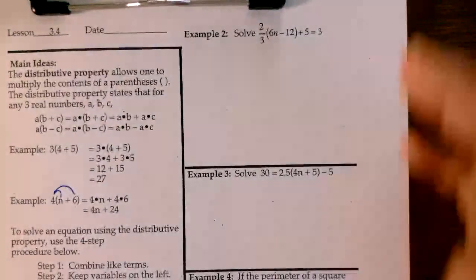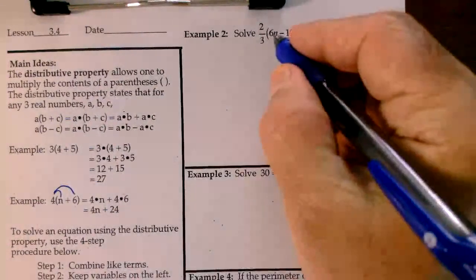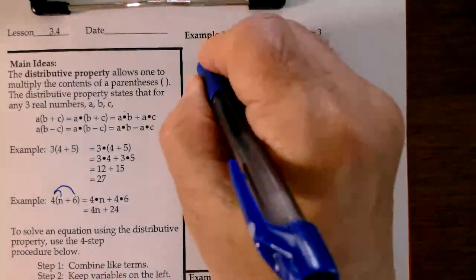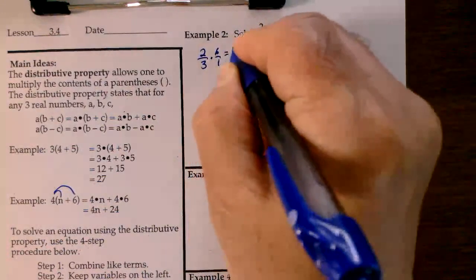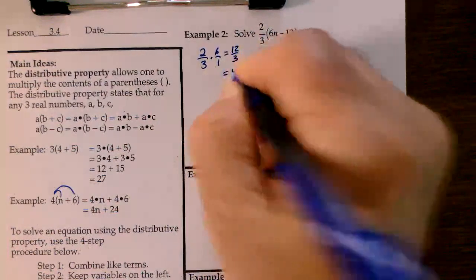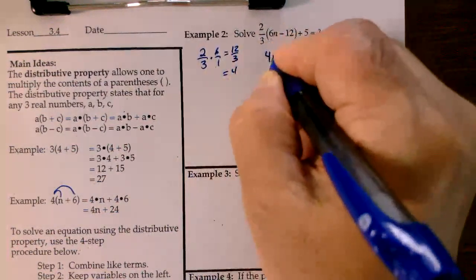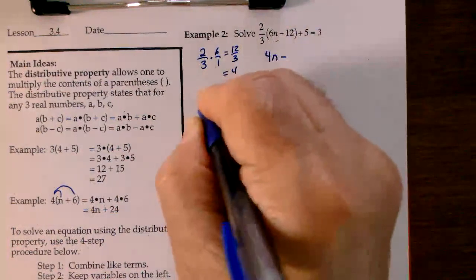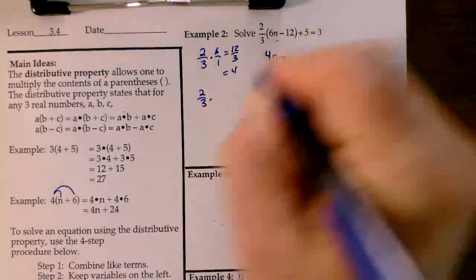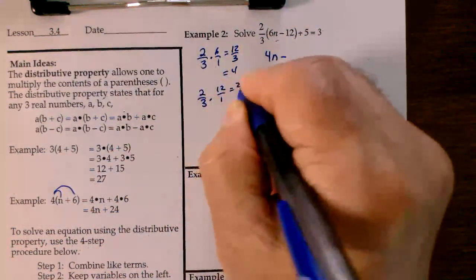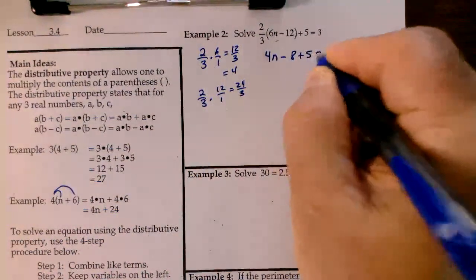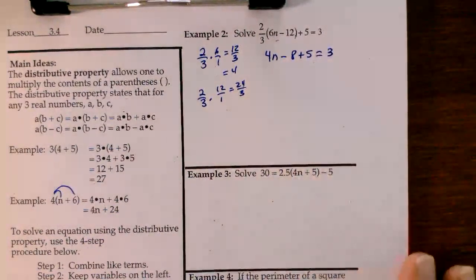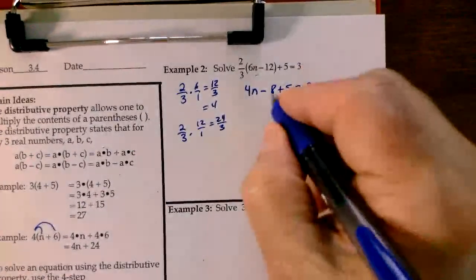We do the same thing over here. We're just going to multiply the parentheses. And you say, well, gosh, I have a fraction. What am I going to do? Put 2/3 times 6 over 1 for the first one. And you're going to get 12 over 3, which is 4. So the first part is going to be 4n. Then I do 2/3 times the 12. That's 24 over 3, which is 8. And as you could see, if you work out the fractions, it gets simple very quickly.